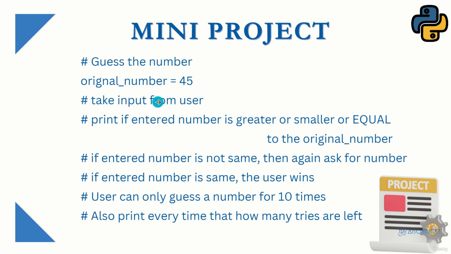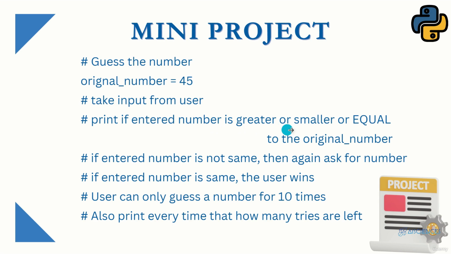If the user enters 90 or 10 or 20 or whatever, we have three things to do. If the entered number is greater than the original number, then we should print that your entered number is greater than the original number. This is one possibility. If the user enters 90 and the original number is 45, then it should say your entered number is greater than the original number. Okay? It is a hint, so that next time the user guesses a number lesser than 90.